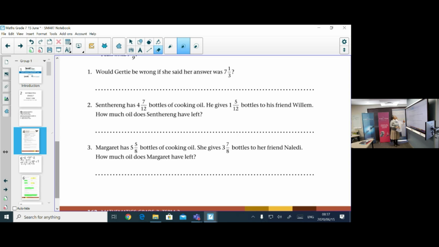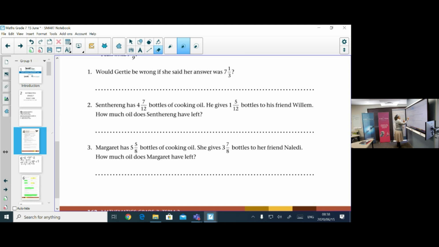So Sintering had 4 and 7 out of 12 bottles of cooking oil. He gives 1 and 5 over 12 bottles to his friend William. How much oil does Sintering have left? If you give, it means you no longer have. In other words, you are subtracting. So we have seen the addition. Now we are doing the subtraction where the denominator is the same.